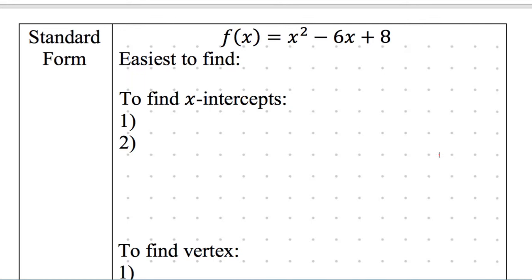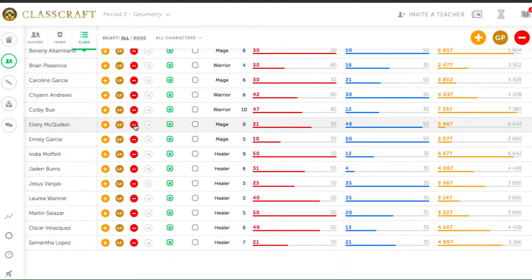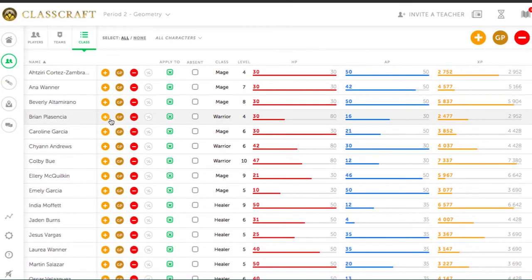So, again, I've used two of the easiest things to find. You have either x-intercepts, y-intercepts, or vertex. What is it easiest to find? By process of elimination, Brian, it is? Y-intercept. There it is. Everyone write down Brian's answer. It is indeed the y-intercept.